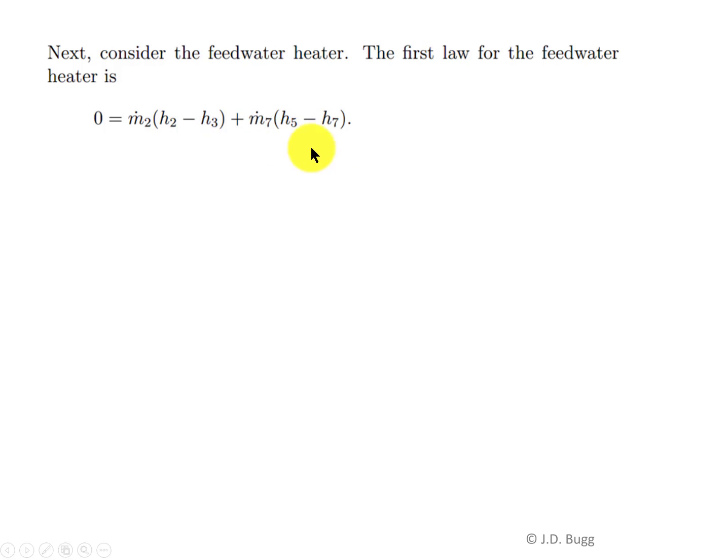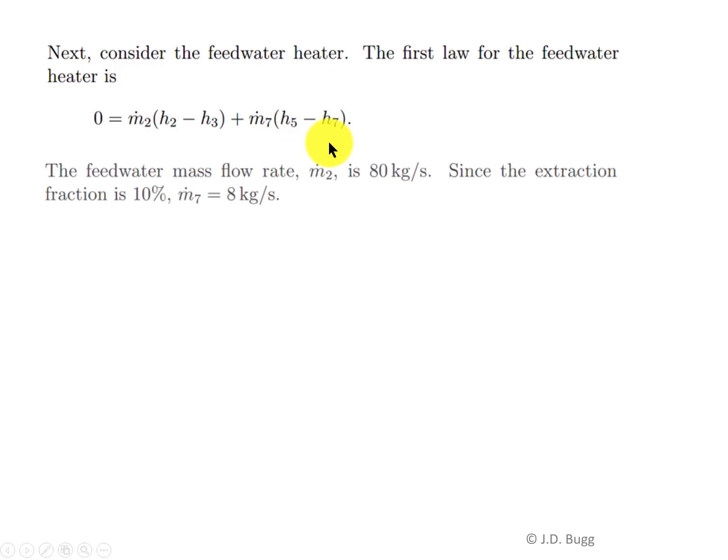So that's why we need to look at the feedwater heater to figure out the properties going into the steam generator. So in terms of this equation, we know both of these mass flow rates. So if we can find these other properties, then we can use this to calculate that H3. Well, H2 we just found when we analyzed the pump, so we need to get H5 and H7. And it turns out we have enough properties to figure out those quantities.